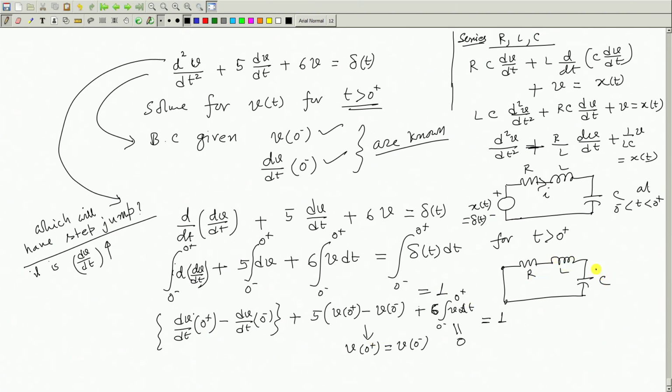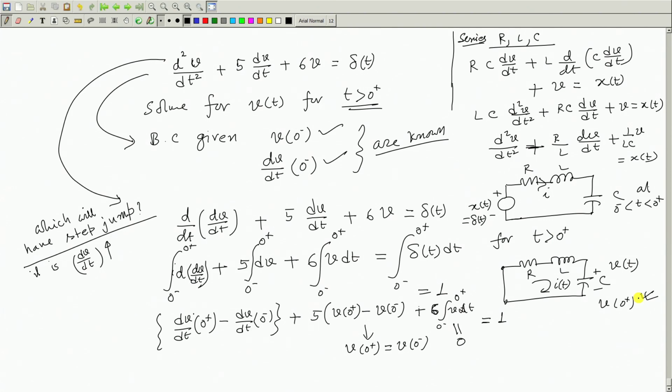I want to solve for this V(t), and if I know V(t), I can differentiate it to get the current C dV/dt. So this current i(t) is what I am interested in solving. It is a second order differential equation with no excitation, but the capacitor may have some initial voltage. Do I know the value? Yes, I know V(0+), which is the same as V(0-). This condition is known.